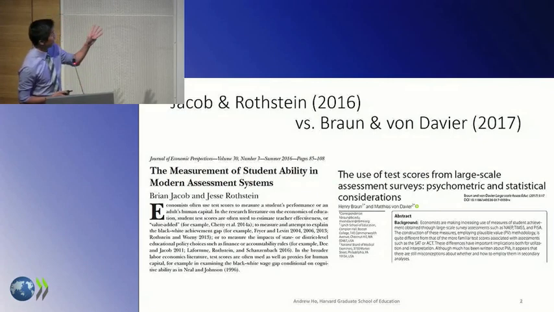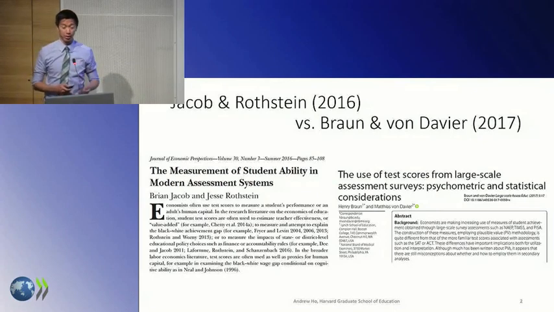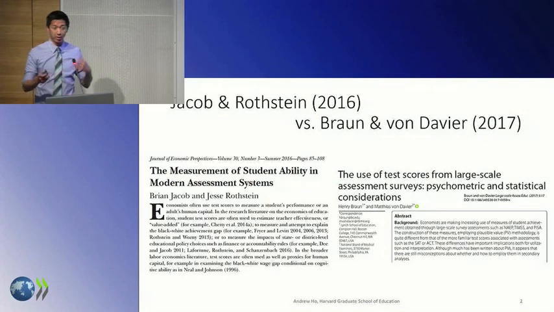So Brian and Jacob's piece is in the Journal of Economic Perspectives, and Henry and Matthias's piece is in the appropriately named Large-Scale Assessment in Education. I strongly recommend you check out these papers. It's good to have a little bit of a debate, is frankly what this is. And so I'll tell you where I land, and at the end of the day, maybe we can all put it to a vote. What do you think?